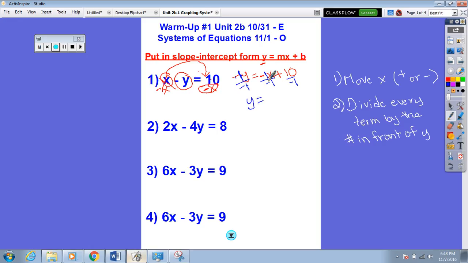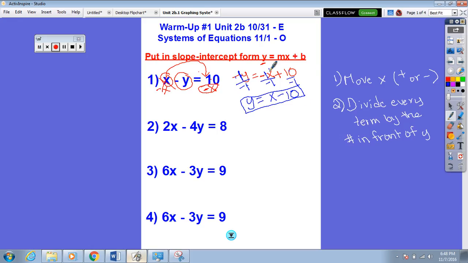The negative 1 next to the x divided by a negative 1, two negatives give me a positive x with an imaginary 1 in front of it. 10 divided by a negative 1 gives me negative 10. I have just solved this equation for y. Now it looks like y equals mx plus b.